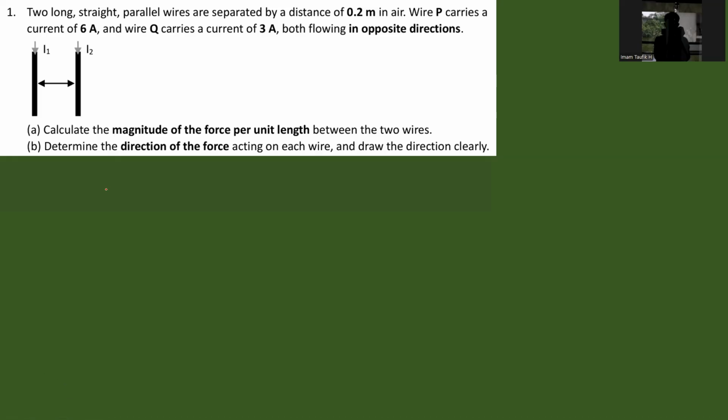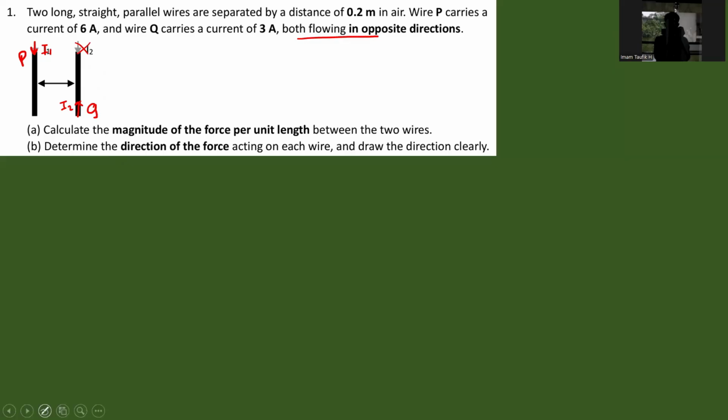Okay, I guess there is a mistake in the illustration. Let's say that the left one is the P wire and the right one is the Q wire. From the question, we know that both flow in opposite directions. If we assume that the current in wire P is directed downward, this is I1, it's downward. So in wire Q, the current will be directed upward. This is I2 actually. So the illustration is still wrong.